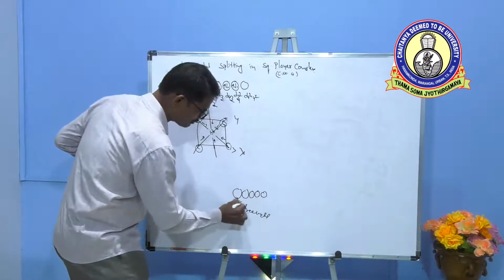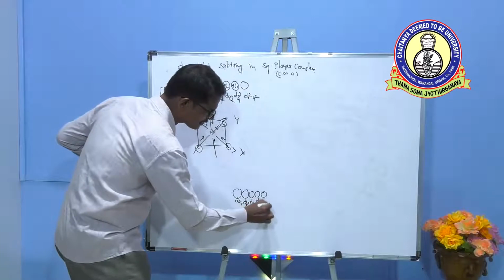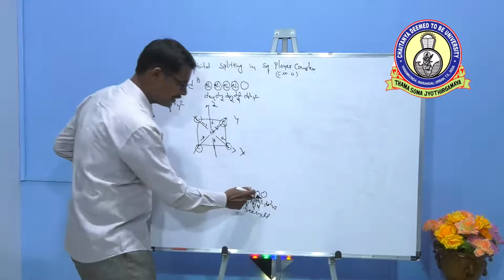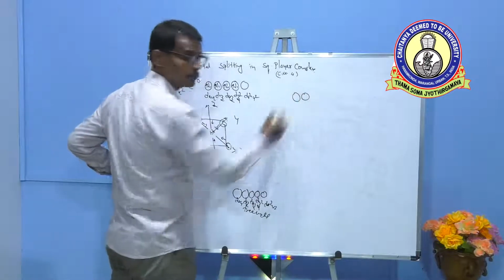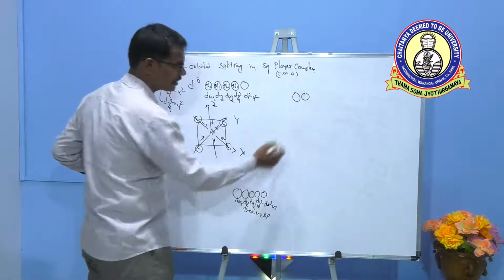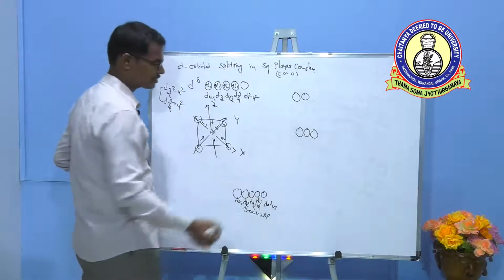That is dxy, dxz, dyz, dz square, dx square minus y square. Ligands are present along the axis. Axial orbital energy increases more. In between the axis, dxz, dyz, their energy increases less.